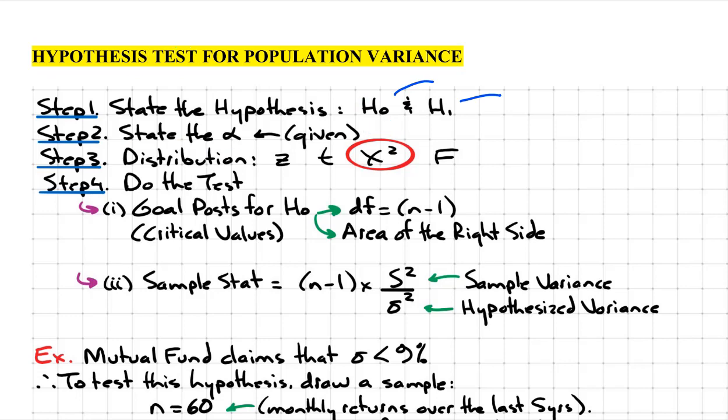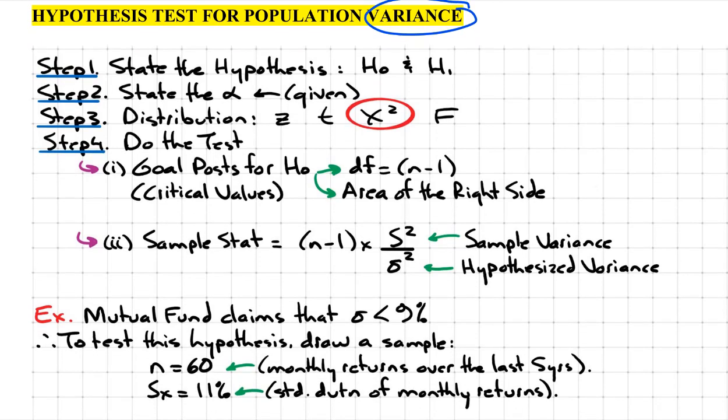Now the third step is to identify the distribution for the variable that we are testing. So in this case, we're going to be looking at variance. When it comes to variance, there's only 2 choices on the menu. It's either chi or f-test. And if it's a single population, then we use chi. And that's why I've circled it in red. And then step 4, we do the test.